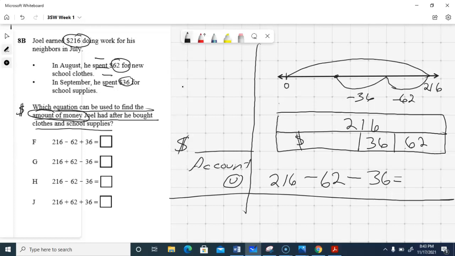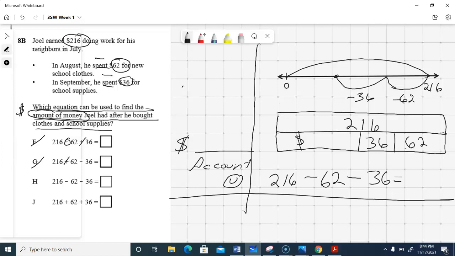It does say take away the clothes, but they're adding the school supplies. We don't add when we spend money, so F would not work. This one right here starts with the amount that he earned, but it's adding the school supplies. So if we spend money, we don't have it anymore. That doesn't work.